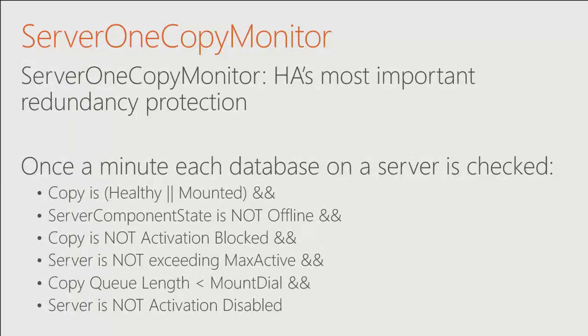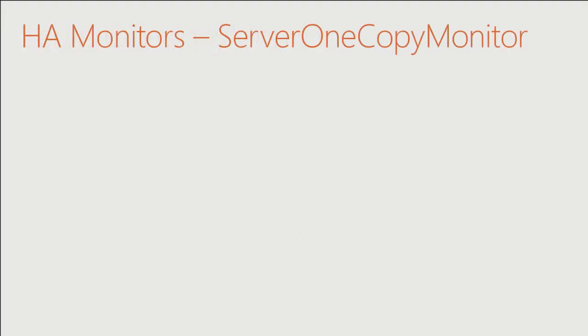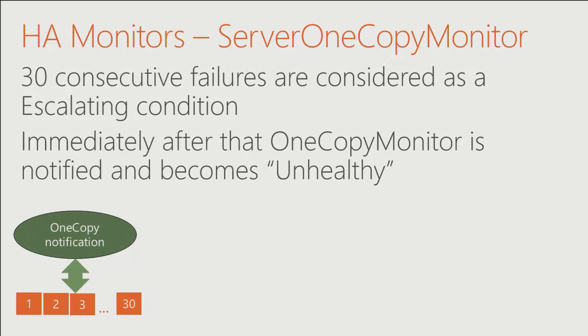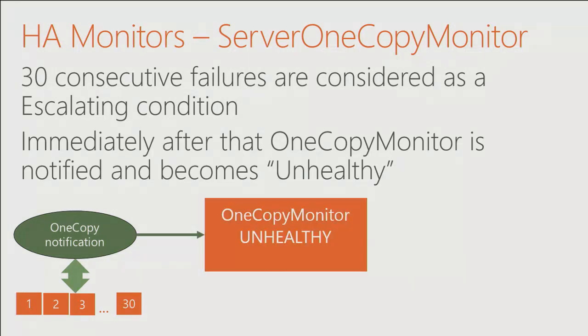That's a new parameter: mailbox database activation disable and move now. When it's set, we fan out all actives immediately from that server. So when any of these fails, we detect it. And if we detect 30 consecutive failures of the kind, we send a notification from the DAG management service to managed availability, and the monitor turns unhealthy, and it immediately engages the one copy escalate responder.